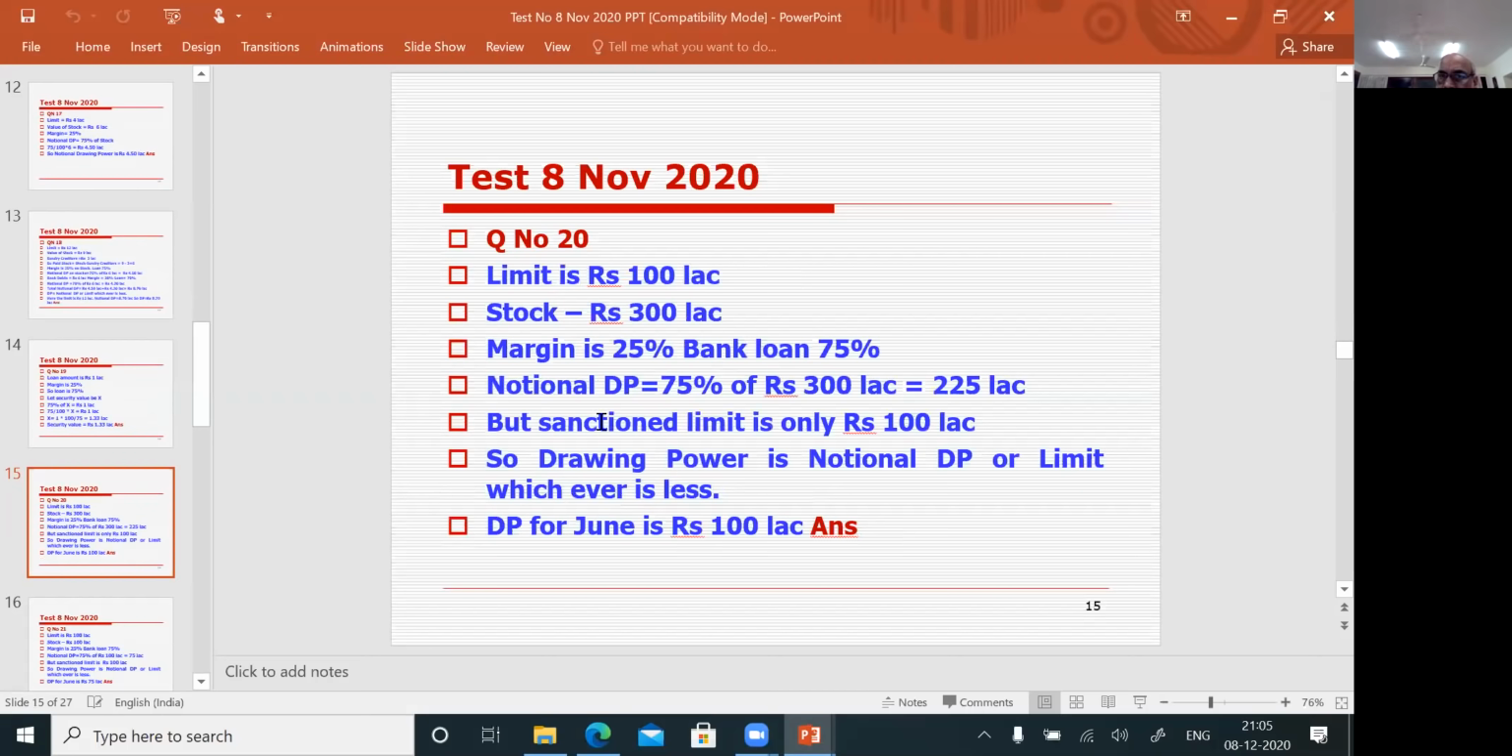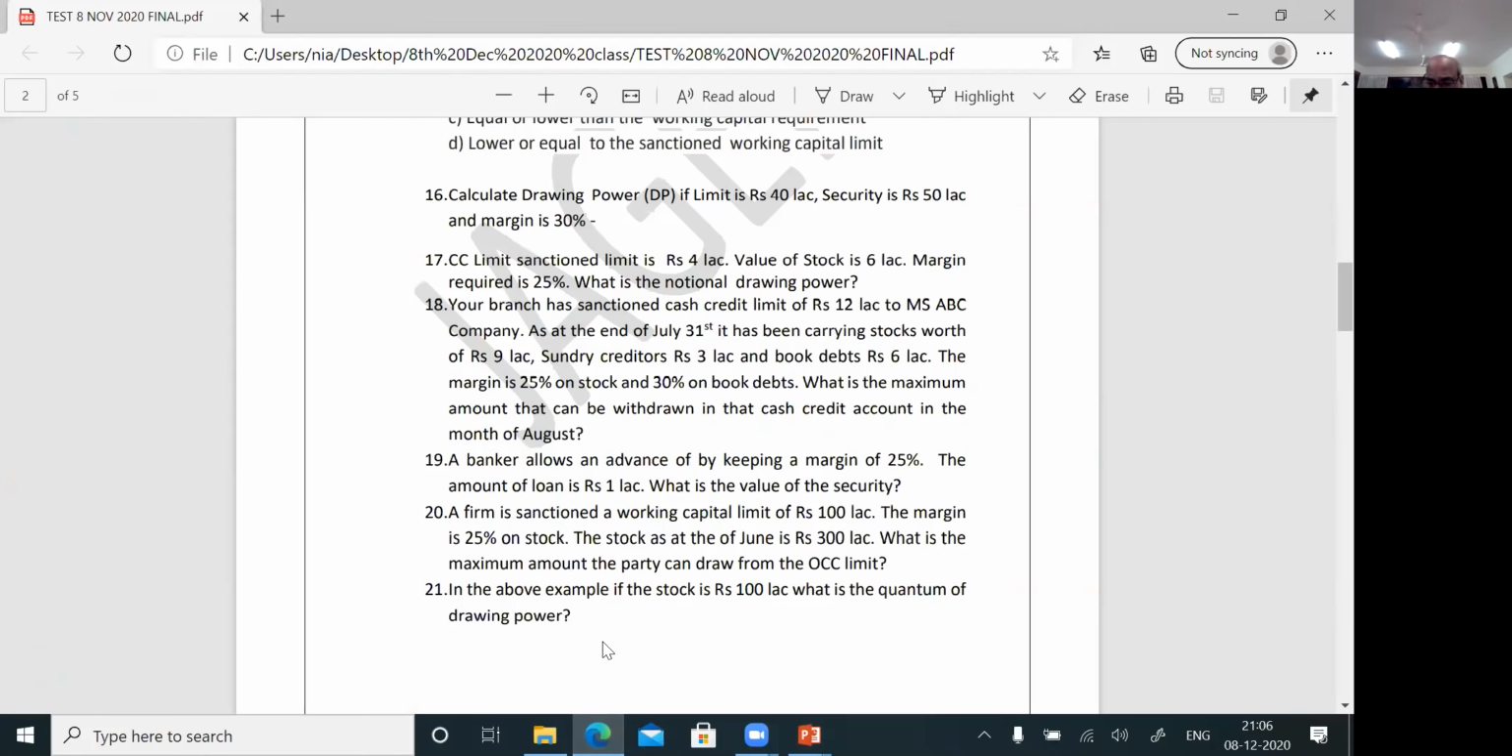So for question number 20, limit is 100 lakhs. Stock is 300 lakhs. Margin is 25%, so bank loan is 75%. So notional DP is 75% of the stock, which is 225. But the sanctioned limit is only 100. So even though the notional DP is 225, drawing power is notional DP or limit, whichever is less. The notional DP can be more than the limit, but the actual DP cannot be more than the limit. So the answer for question number 20 is 100 lakhs.